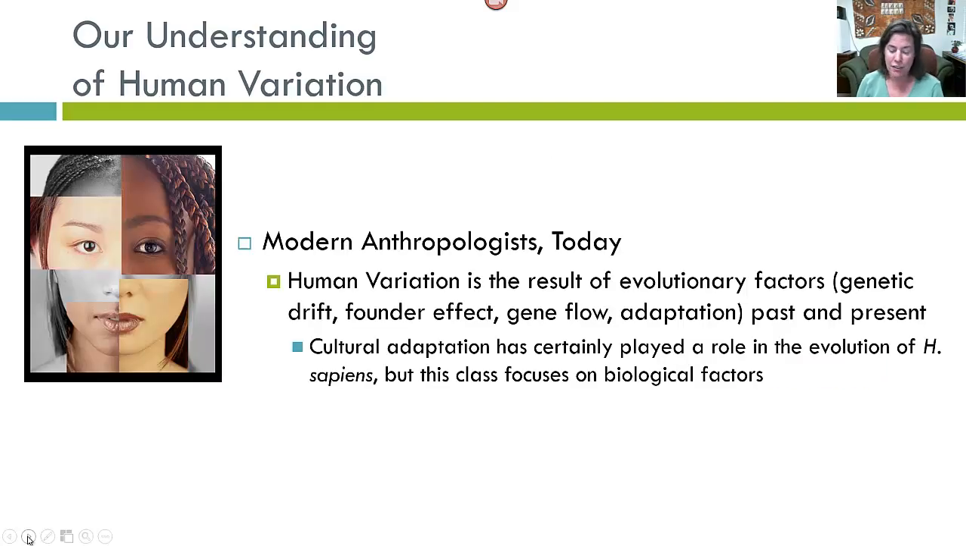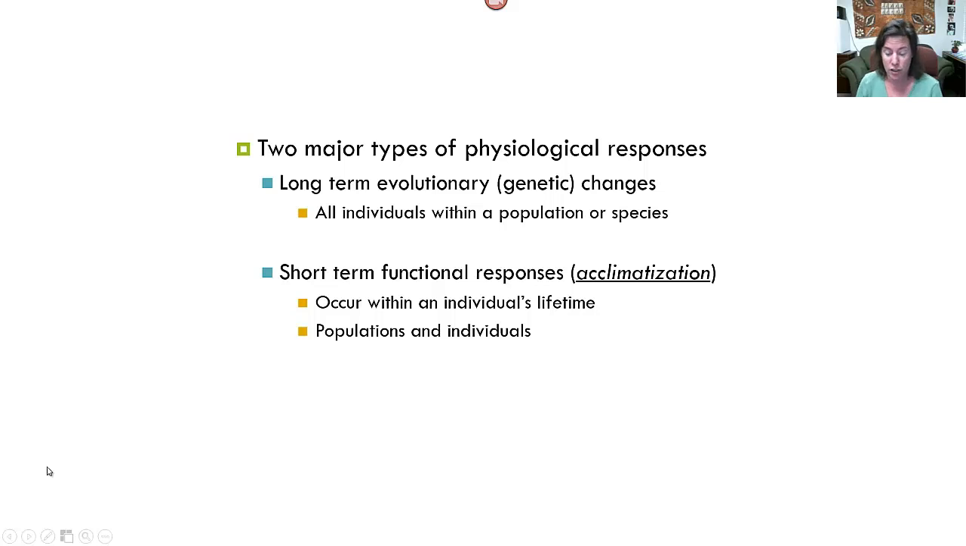Today, physical anthropologists view human variation as the result of evolutionary factors such as genetic drift, founder effect, gene flow, and adaptation of the past and the present to environmental conditions. Although cultural adaptation has certainly played a role in the evolution of Homo sapiens, in this lecture I'm primarily going to be focusing on biological factors affecting human variation.